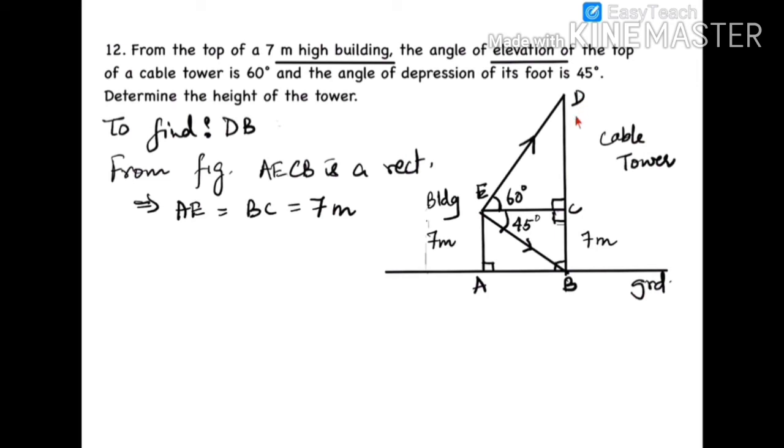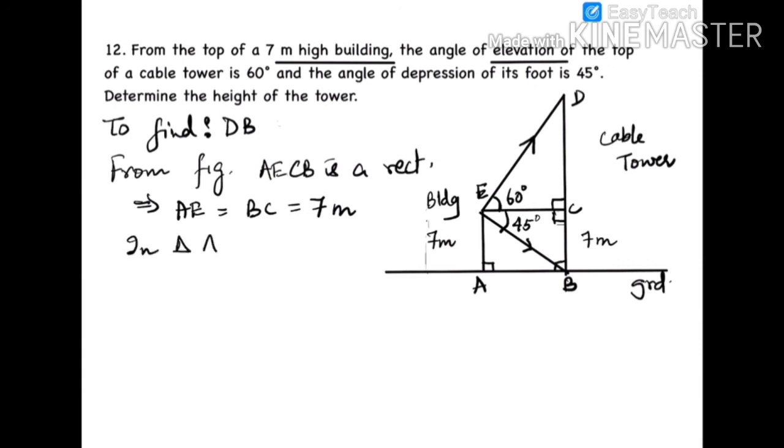The height of the cable tower is DB, which is DC plus CB. So using triangle DEC, we will find DC. Then using triangle EBC, we will find CB. And then we will add DC and CB to get DB. Notice that EC is a common side to these two triangles. So EC must be used in forming the ratio. Also, DC and CB are unknown, so these two also will be used in forming the ratios.